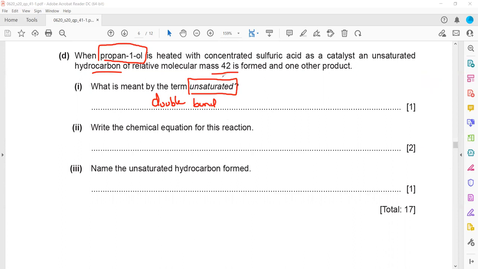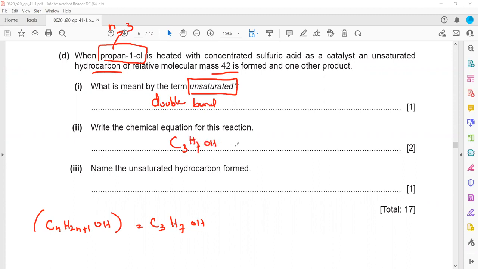Write a chemical equation for this reaction. So if it is propan-1-ol, what will be the formula of propanol? The general formula for alcohol is CnH2n+1OH. This is the general formula for alcohol. So if it is prop, meaning 3 carbons, n is equal to 3. So what is the formula of propanol? It will be C3, H: 3 multiplied by 2, 6, plus 1, 7. So C3H7OH.